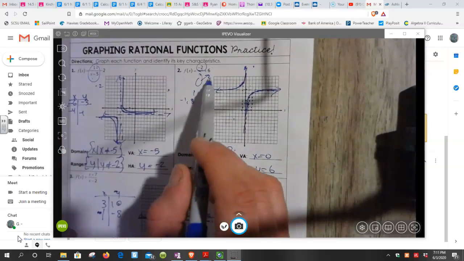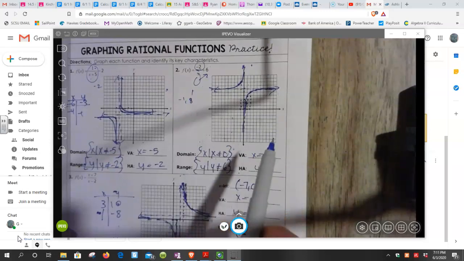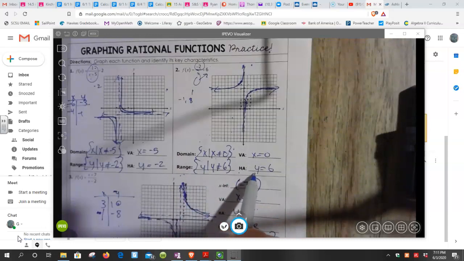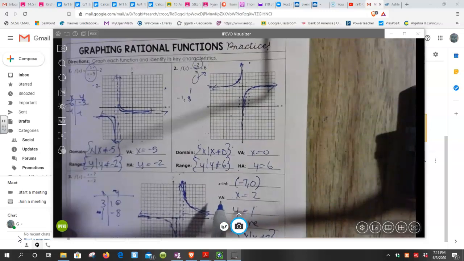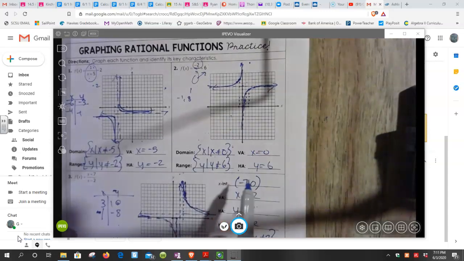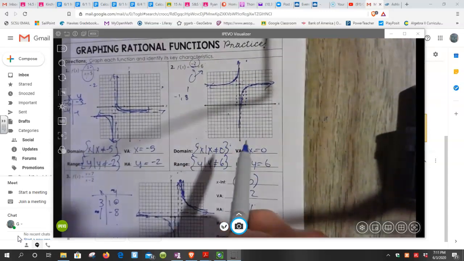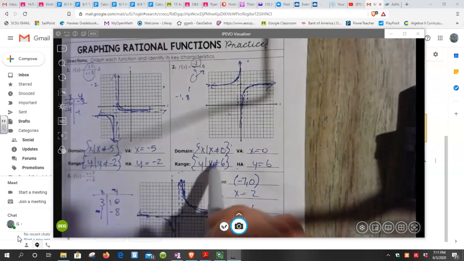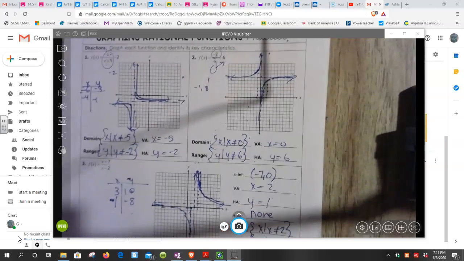On number 2, the vertical asymptote is x equals 0. Okay, the horizontal asymptote is y equals 6. Horizontal is 6 because you put a 0 here and you get 6. Your vertical asymptote is x equals 0 because that's the only thing that makes the denominator equal to 0. And those are our constraints, domain and range, and there's our graph.